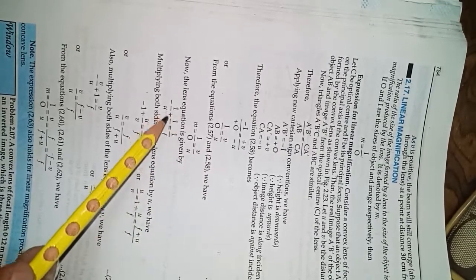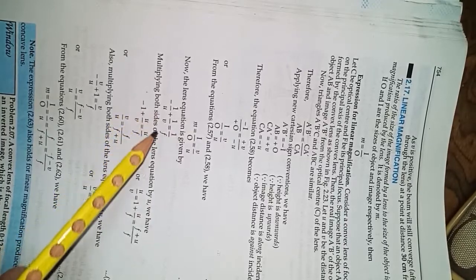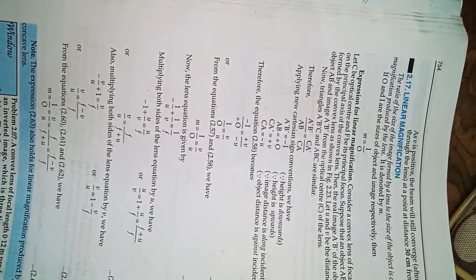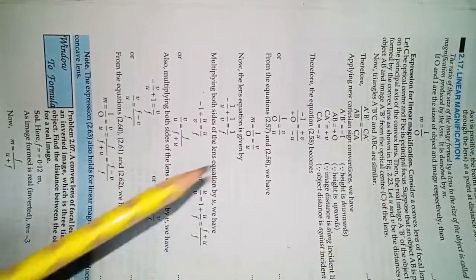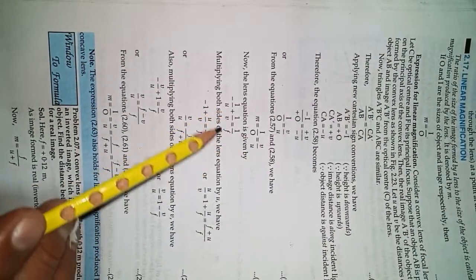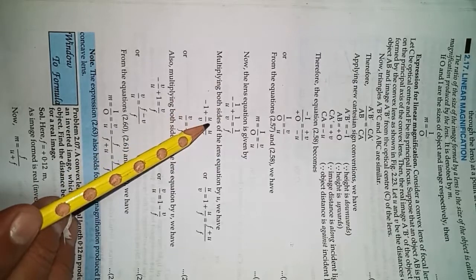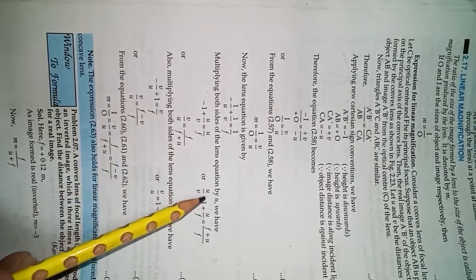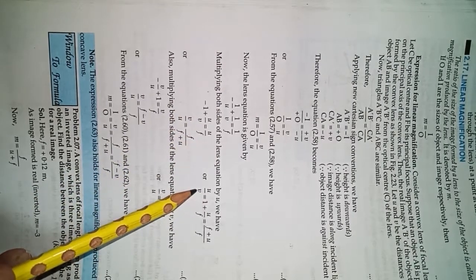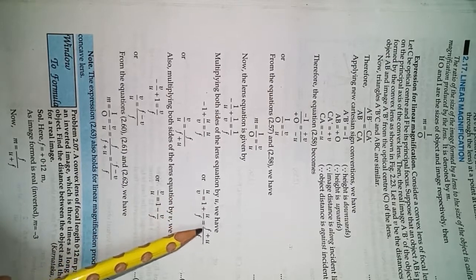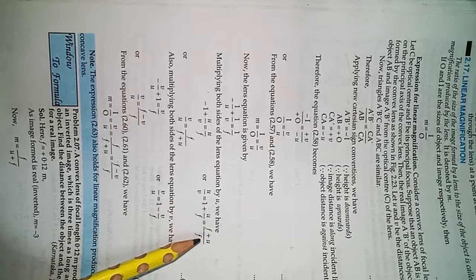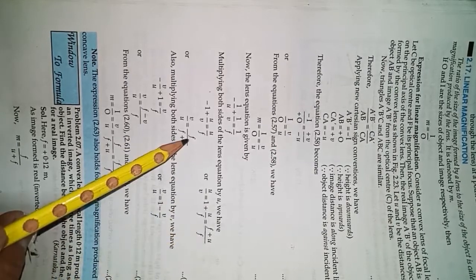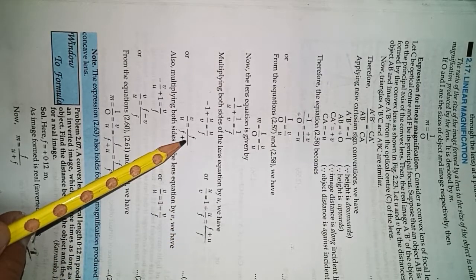But the lens equation is like this. So I can multiply both sides by U and I can multiply both sides by V, so I will find out the formula in other terms. Suppose I am multiplying by U. So that will become minus 1, this is VU upon this. Or I can write V upon U is equal to 1 plus this, F plus this is equal to this. But what you have to find out? V upon U. So V upon U is equal to F upon F plus U. So this is the linear magnification.